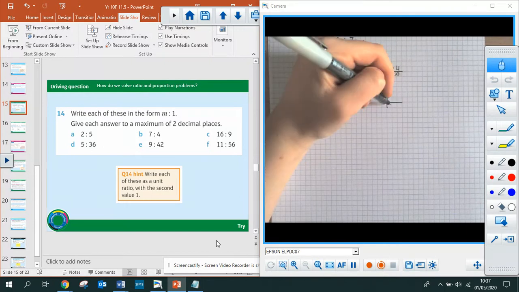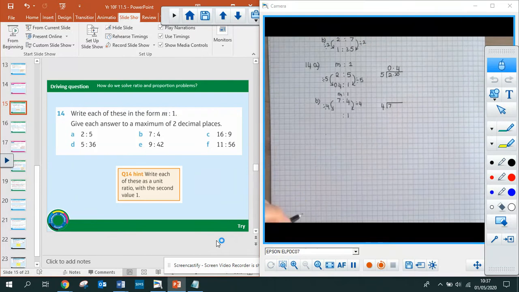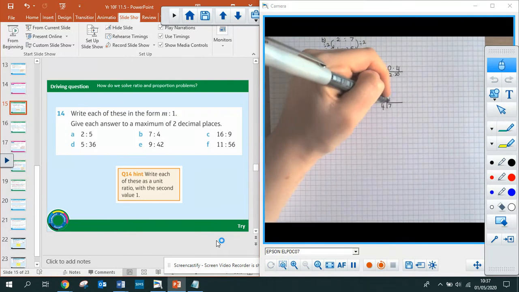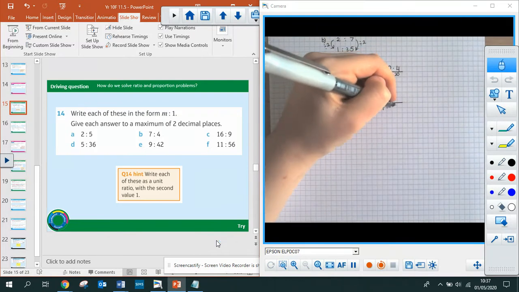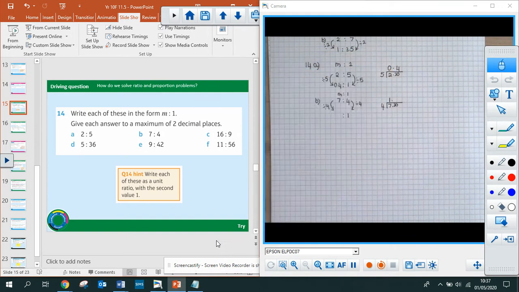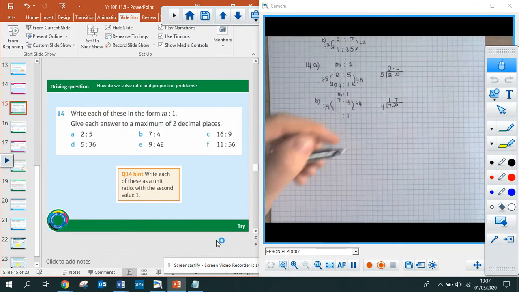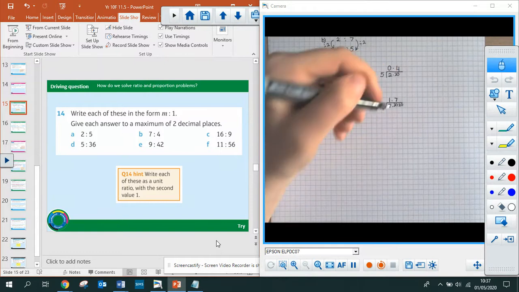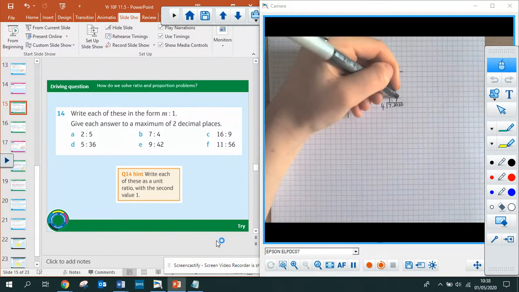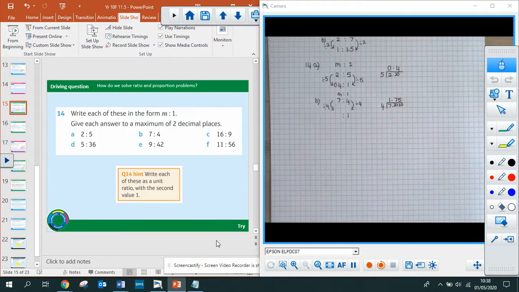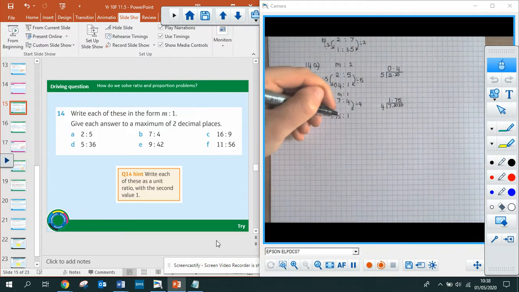So I'm doing 7, and I'm dividing that by 4. 4 goes into 7 once, with 3 remaining. 4 goes into 30, 7 times, with 2 remaining. That becomes 20. 20 divided by 4 is 5. So your answer there is 1.75. Okay, part C.